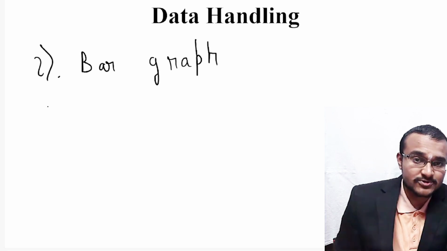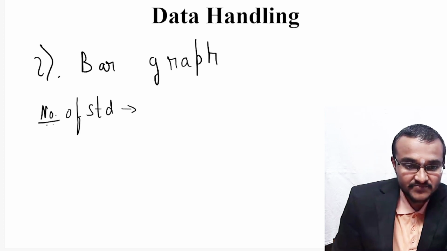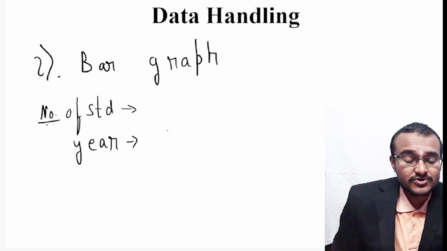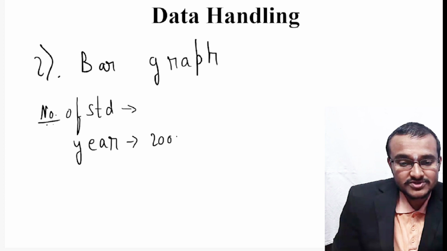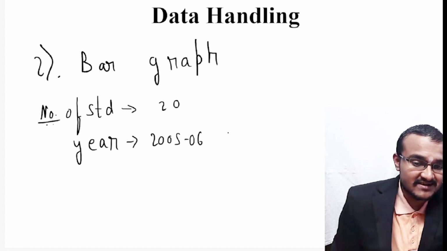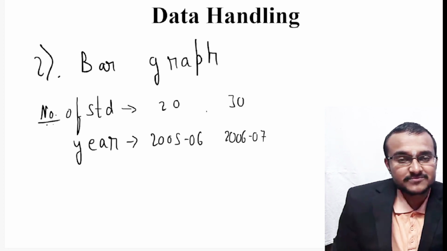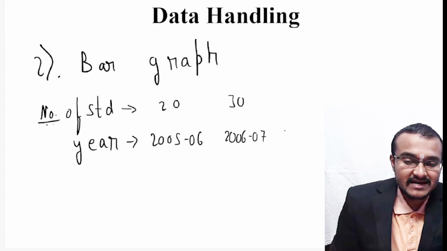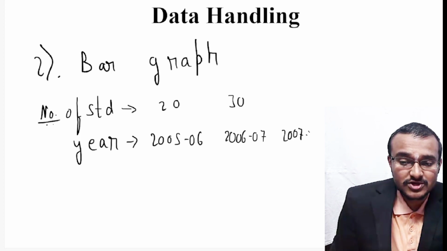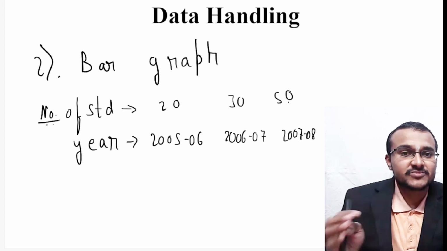So let's say there is a school. The number of students who are getting admitted to this school is given like this. So let's take the year. In the academic year 2005 to 2006, 20 students joined this school. Similarly, in the academic year 2006 to 2007, let's say 30 students joined this school. In the academic year 2007 to 2008, let's say 50 students joined this school.